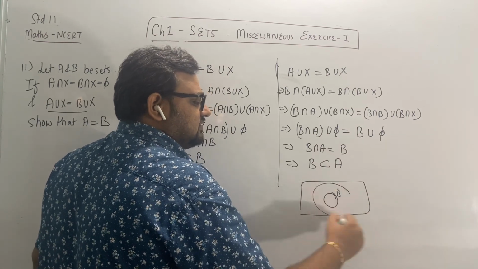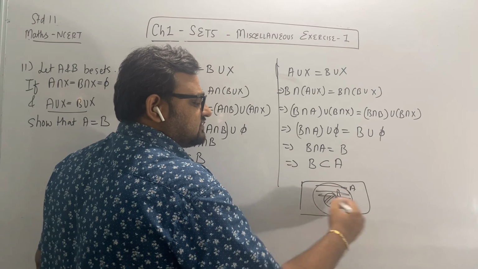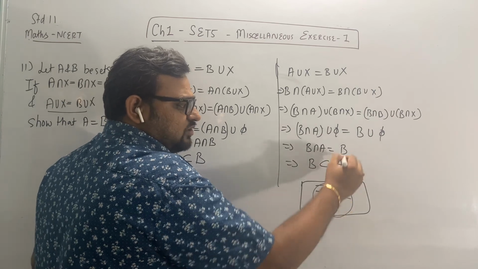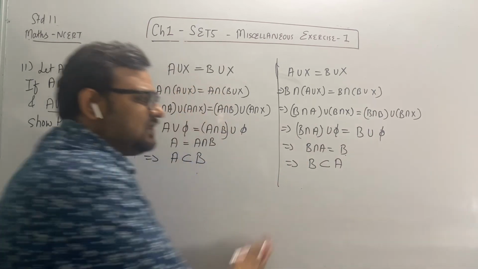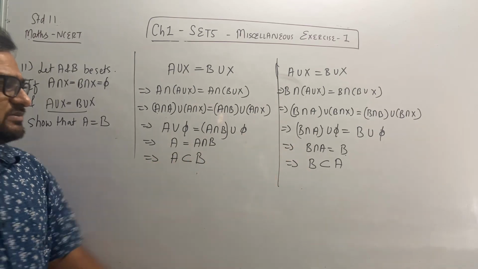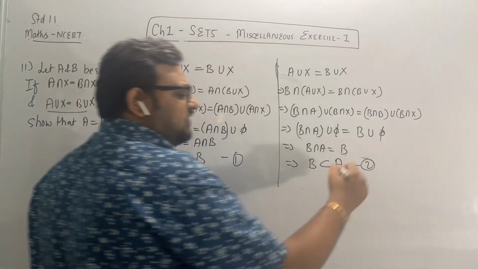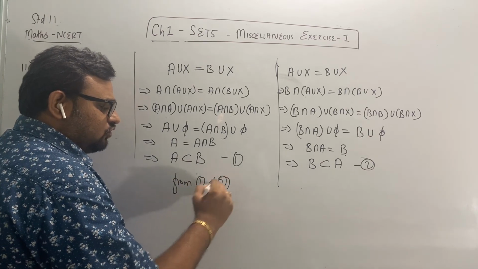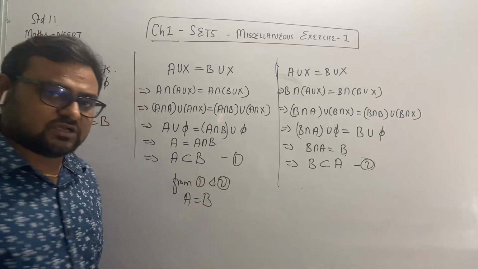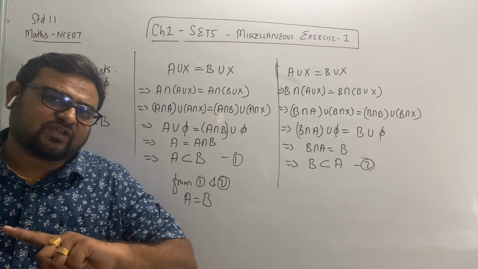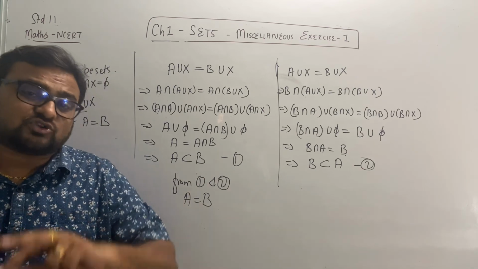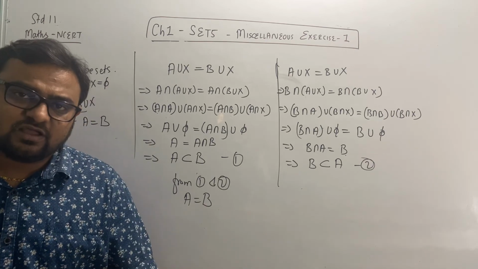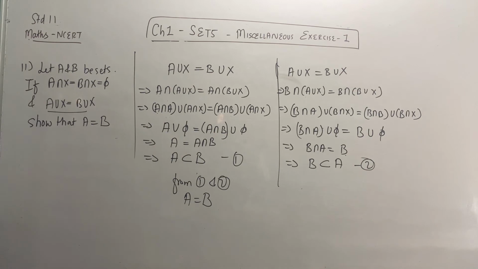It will be in this case: this is B and this is A. So this is A intersection B, the common region, B intersection A, and that is also equal to B. Clear? So just similar to this way, A is a subset of B, 1, and B is a subset of A, 2. So from 1 and 2, A is equal to B, because when A is a subset of B, all the elements of A are there in B, and B is a subset of A, that means all the elements of B are there in A, that means both are equal sets. Clear? So note down question number 11.